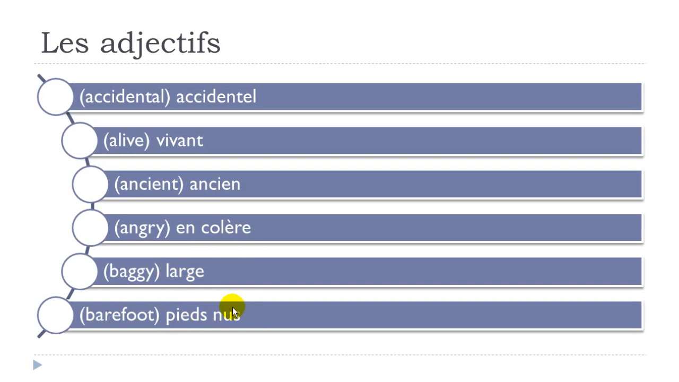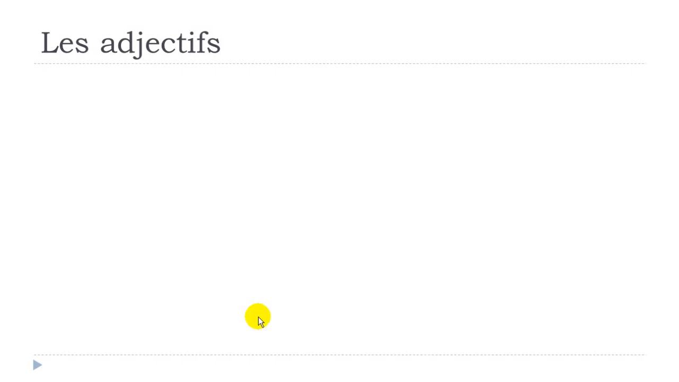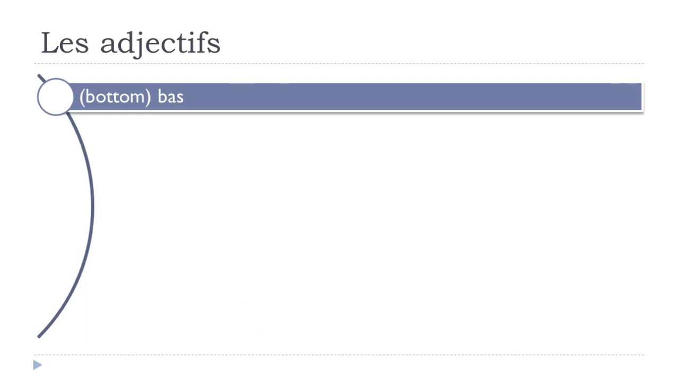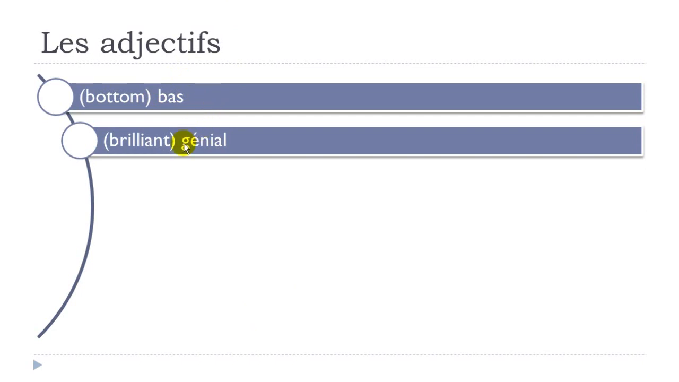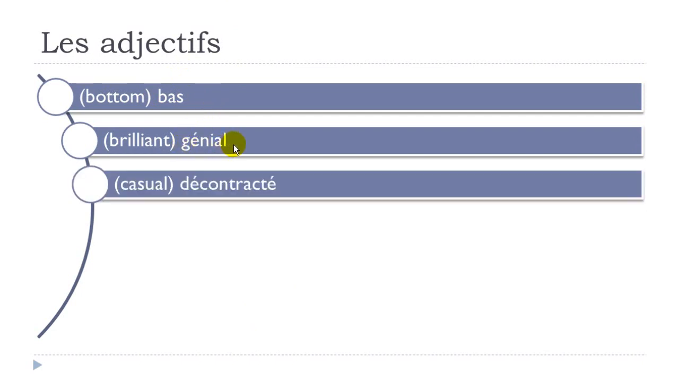Pieds nus. So final S here and then final S here is not pronounced. And then when you get this combination here, it's ye. Pieds. Okay, so you don't hear the D. Pieds nus. Bas. Final S not pronounced. Génial. Décontracté. Okay, so you've got accent aigu here and here, so it's E. Décontracté.